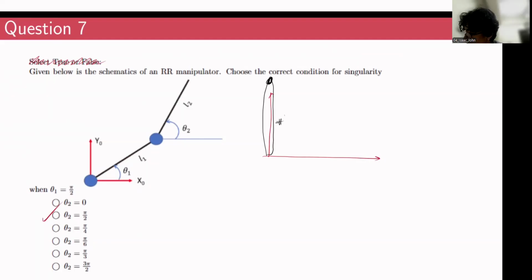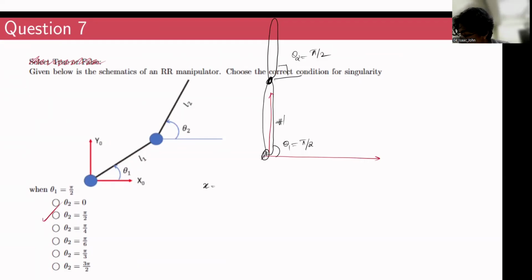this is link 1. For singularity, link 2 should also be 90 degrees with respect to the x-axis. Because we have already seen that when the RR manipulator is fully stretched, it encounters a singularity configuration. If you want to prove this analytically, you can write the forward kinematic equation.